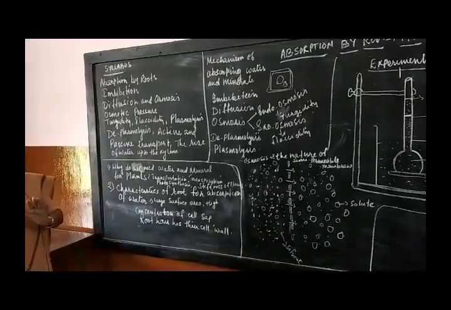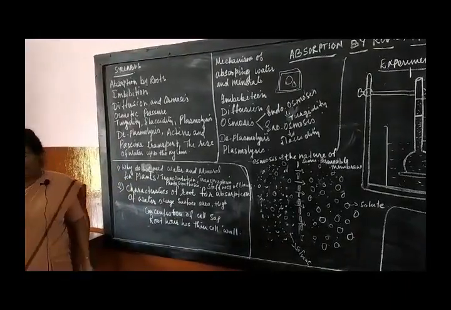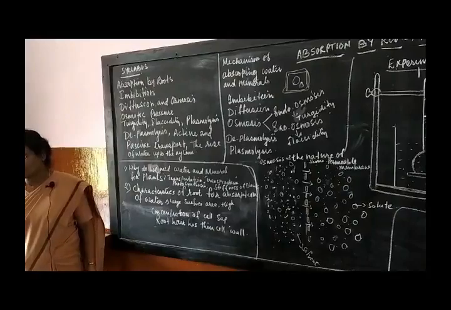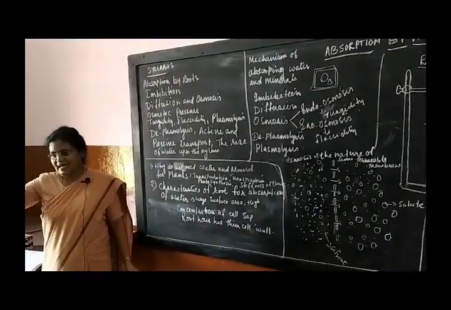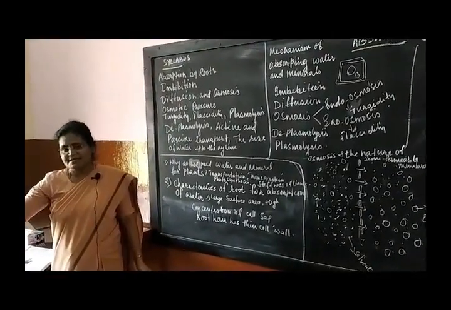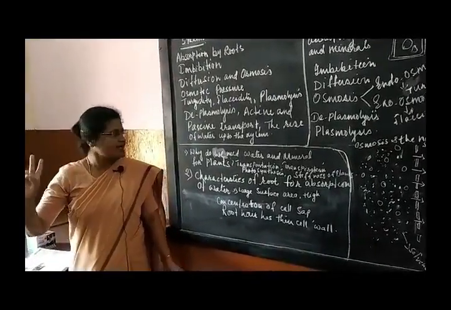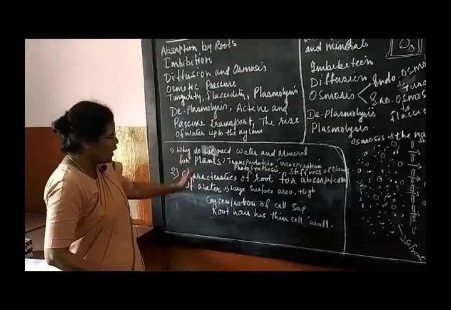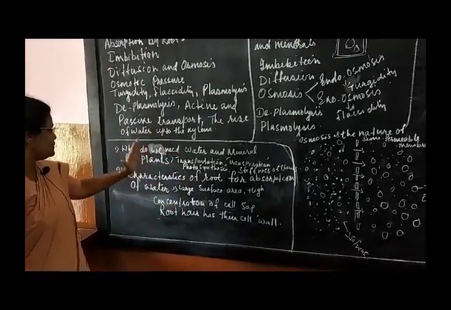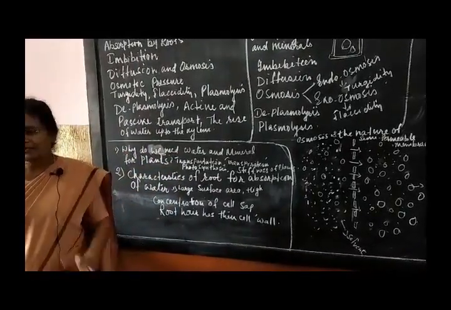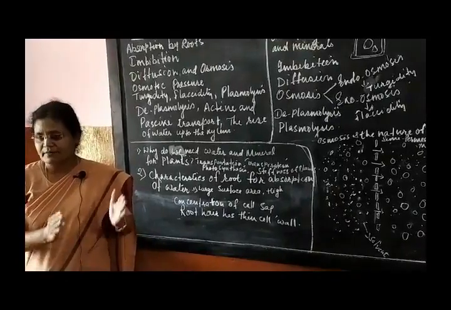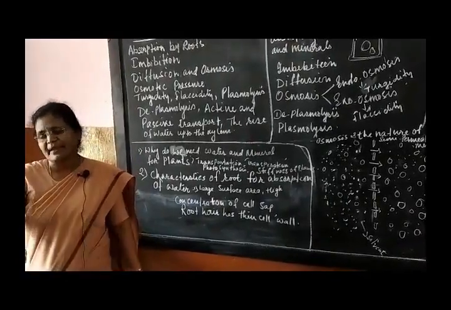Okay children, so right now what did we do? First we learned what is the function of the root. The function of the root is that it helps to fix a plant in the soil. Second function, it absorbs water and mineral. Second point we learned is why we need water and mineral for plants. The plants need water and mineral for 4 main reasons.